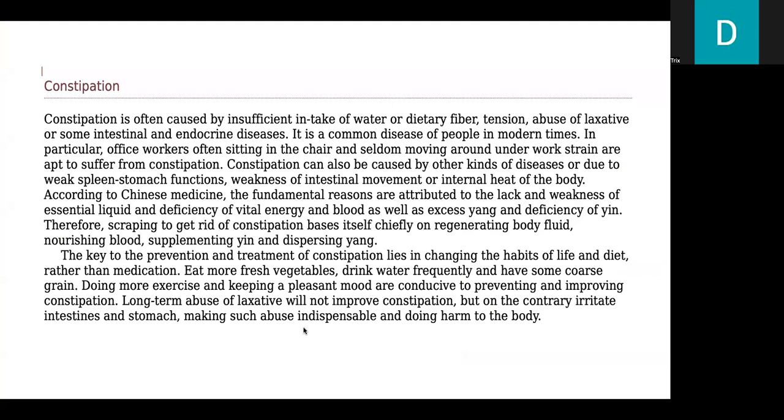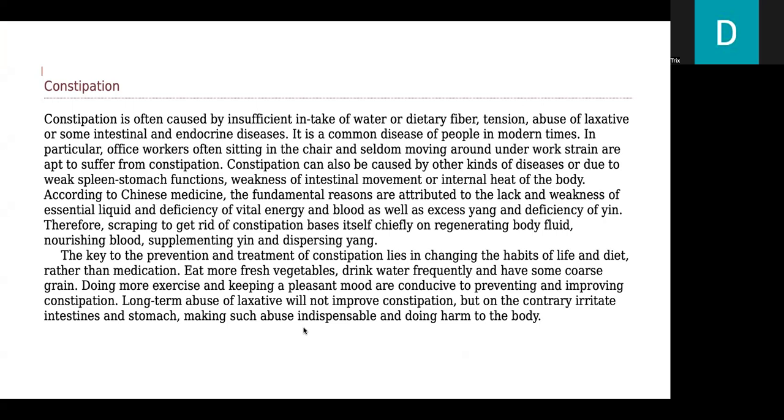In particular, office workers, often sitting in the chair and seldom moving around, working under strain, are apt to suffer from constipation. Constipation can also be caused by other kinds of diseases or due to weak spleen and stomach functions, weakness of intestinal movement, or internal heat of the body. According to Chinese medicine, the fundamental reasons are attributed to the lack and weakness of essential liquid and deficiency of vital energy and blood, as well as excess yang and deficiency of yin.